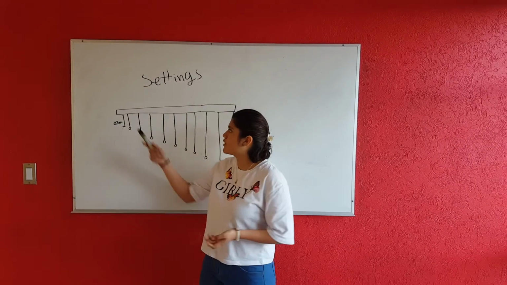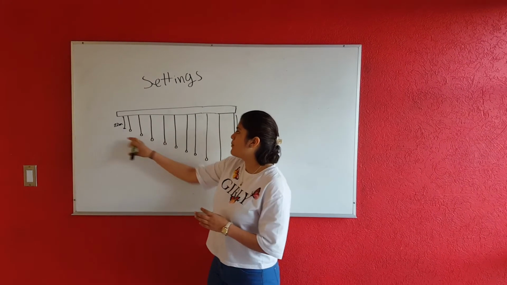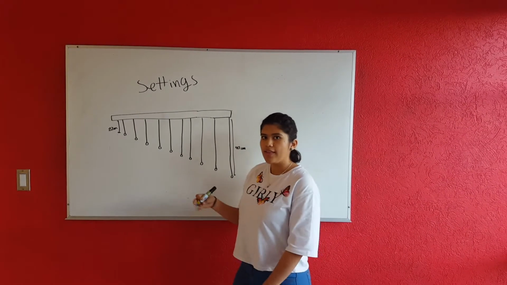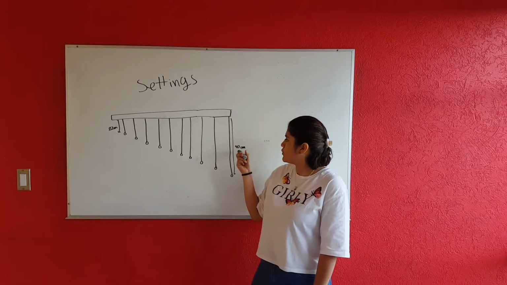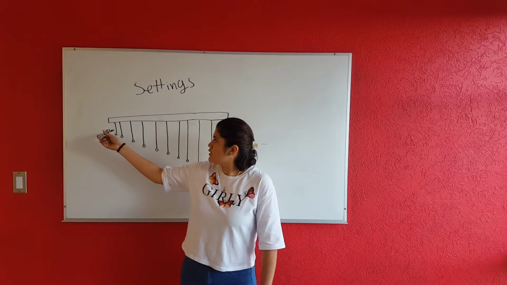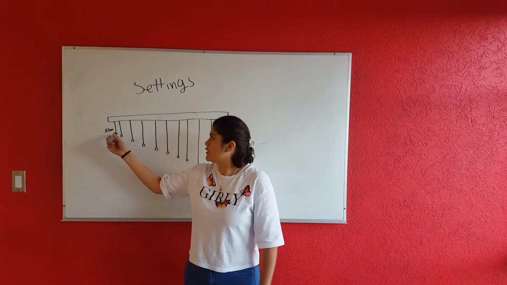For the settings, we're going to use 10 pendulums, and each pendulum is going to have a different length. The largest one is going to be 40 centimeters, and the shortest is going to be 22 centimeters.